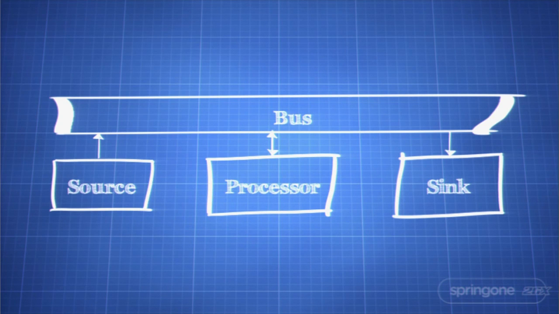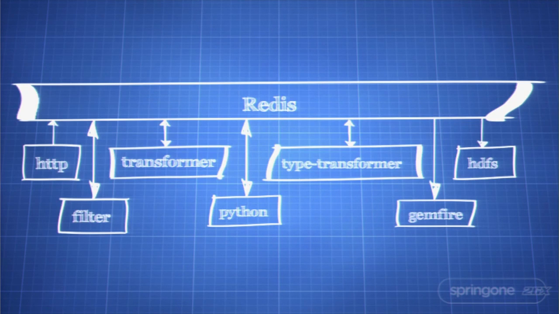So from an application perspective, what does this look like actually running on Cloud Foundry? We've got a bus that has a bunch of Spring Boot applications hooked up to it. So I've got a source, I've got processors, I've got sinks. Really, the only difference between those from a definition perspective is the source is writing to the bus, processors are reading and writing, and a sink is reading. In our application, we're using Redis as the bus, so we have all these different applications hanging off of it. So HTTP, filter, transformer, Python, HDFS, Gemfire, all of these are just basically hanging off our bus.